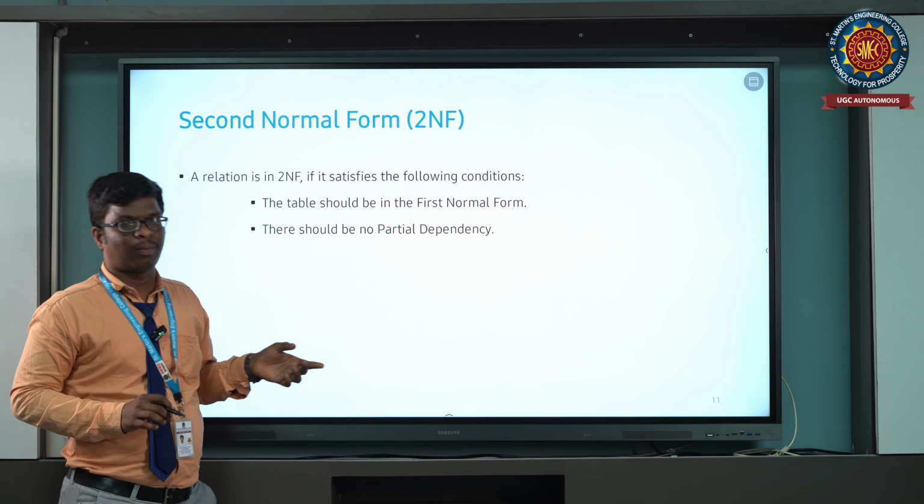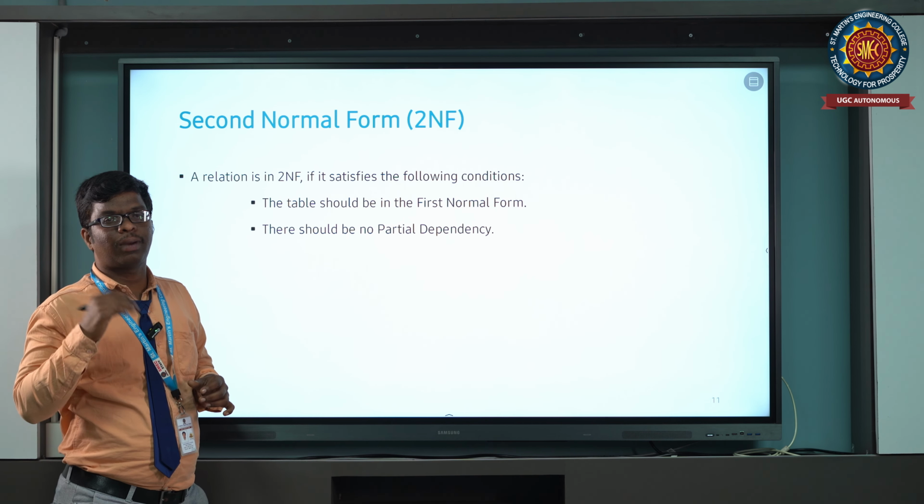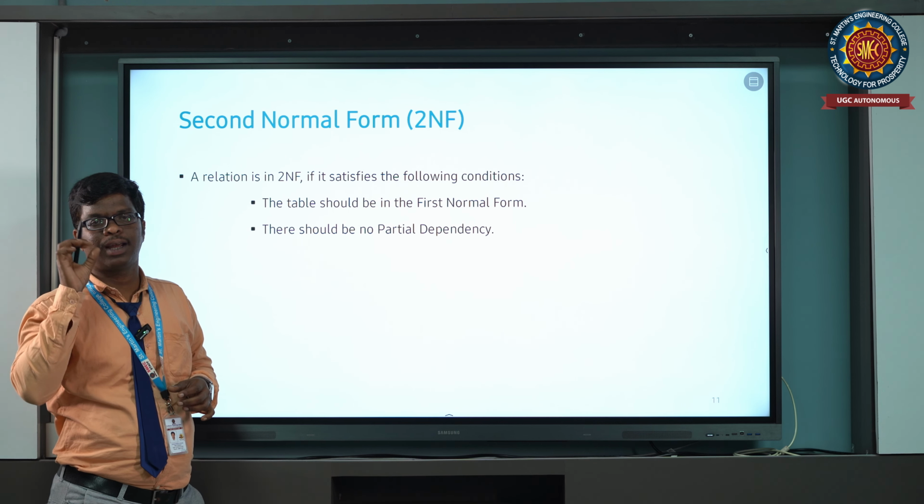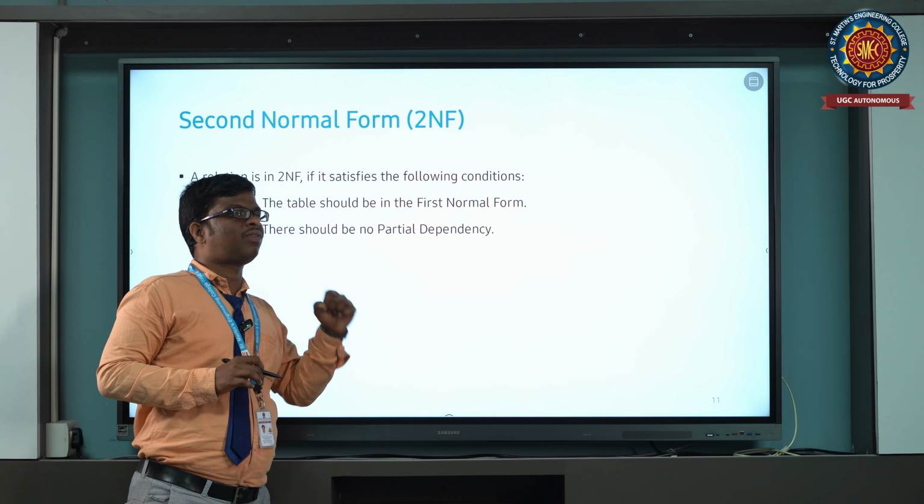What is first normal form? Atomic values. First normal form means atomic values, and atomic values means only single values will be there in that attribute. That is the first normal form, so you must and should check whether the table is in first normal form or not.